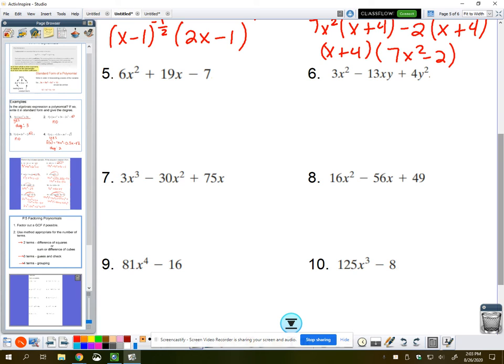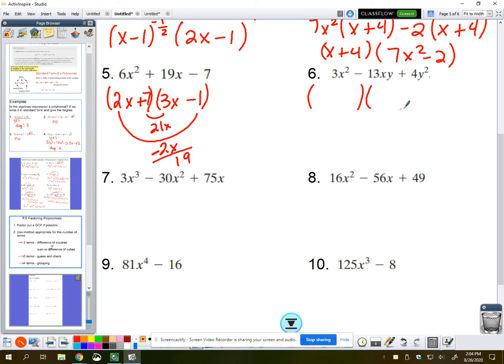So we have 3 terms. So we're going to guess and check. There is no GCF. So let's see. To get 6x squared, we need 2x times 3x. To get 7, we need 1 and 7. So we'll put 7 here and 1 here. This gives me 21. This gives me 2. That will give me my 19 if the 2x is negative. So negative there, positive there. I am done. All right, number 6.